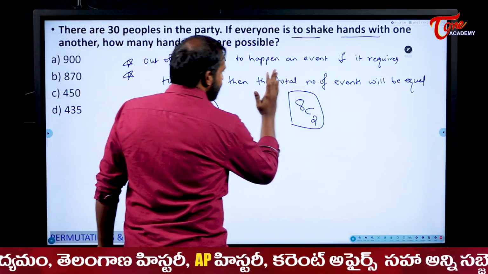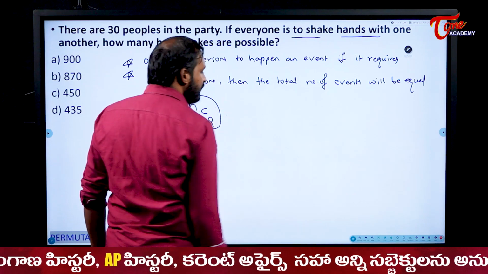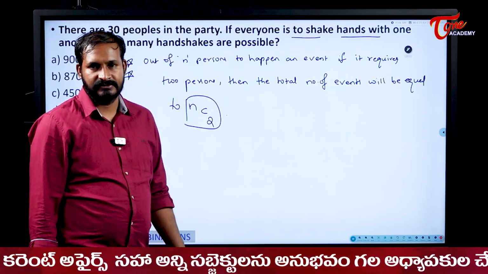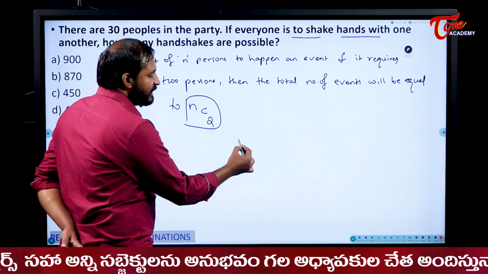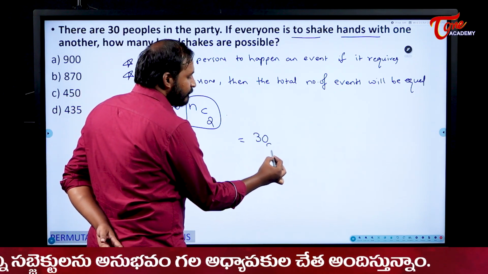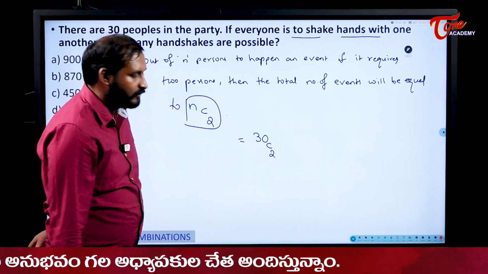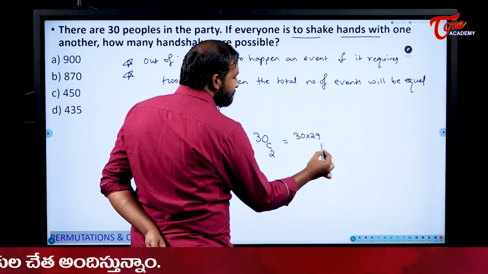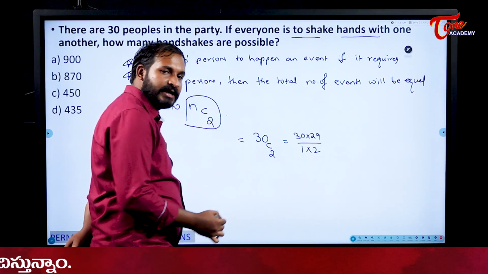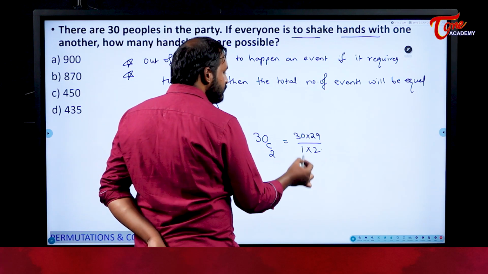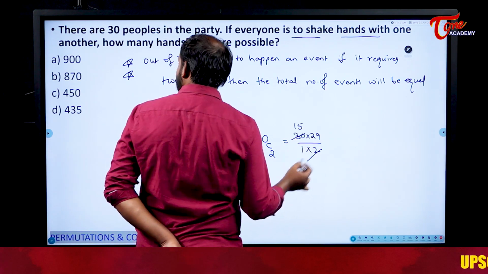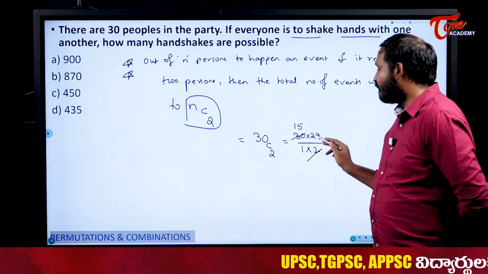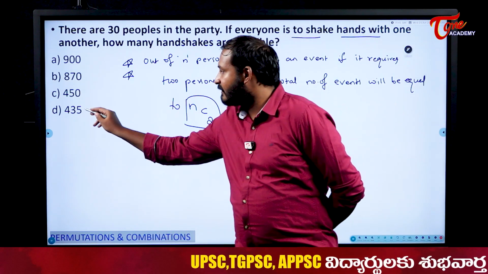Now similarly here, total how many people are there? 30 people. Every person should shake hand with every other person. So my answer here will become 30C2. 30C2 means 30 into 29 by 1 into 2. 2 ones are 2, 2 15s are 30, so 29 into 15. What is the unit digit? 5. So obviously my answer here will become 435.